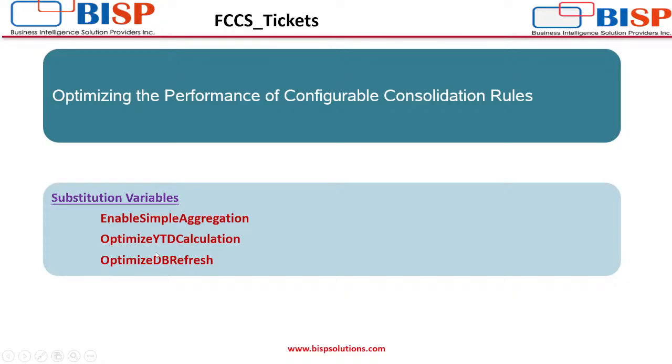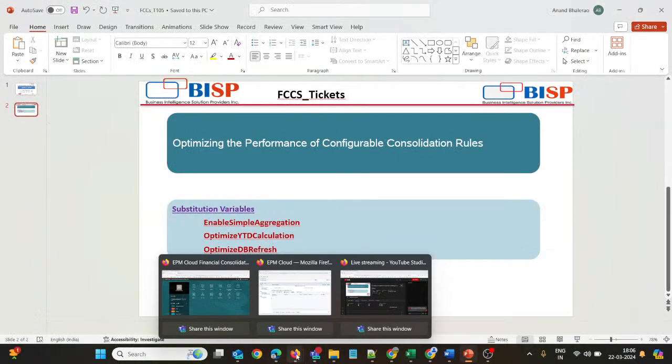Out of these, enable simple aggregation and optimize YTD calculation we will use simultaneously, because using these two at the same time will provide us a better result. And secondly, we will optimize the third substitution variable, optimize DB refresh. To use a substitution variable, we first have to create it in the application and set the value to true. Okay, so let's go and check that.